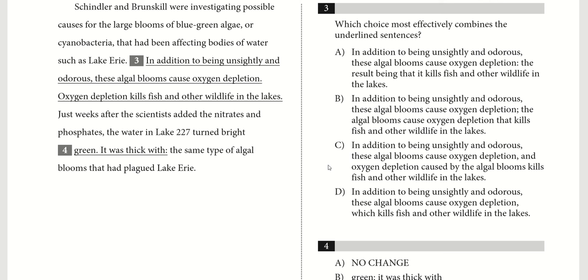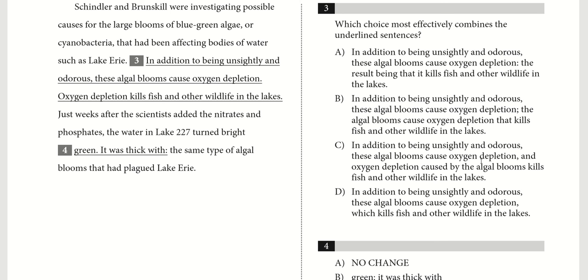Option C is, in addition to being unsightly and odorous, these algal blooms cause oxygen depletion, and oxygen depletion caused by algal blooms. Okay, so again, same issue. Everything here is grammatically correct. You have a comma and, which means what came before and what comes after are complete sentences, which is true. But again, you have that ending. These algal blooms cause oxygen depletion, and the next sentence starts with oxygen depletion caused by the algal blooms. So again, what we were trying to get away from in the first place is repeated here.